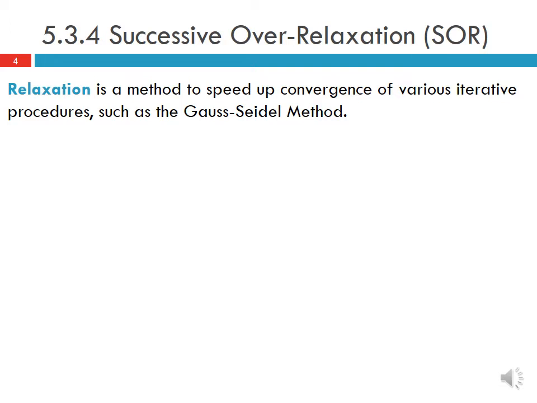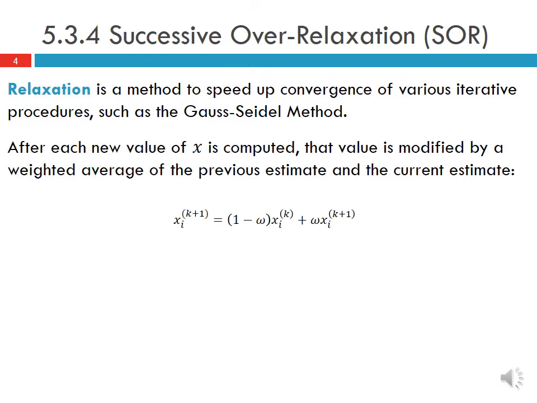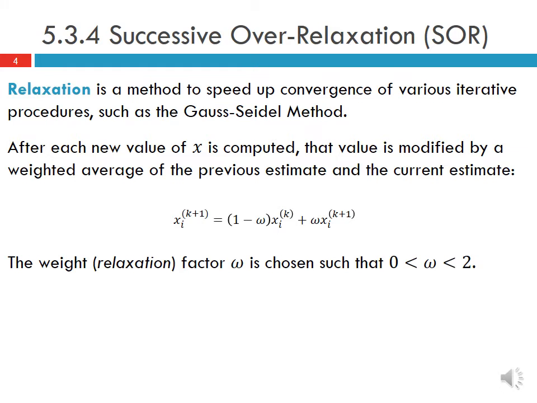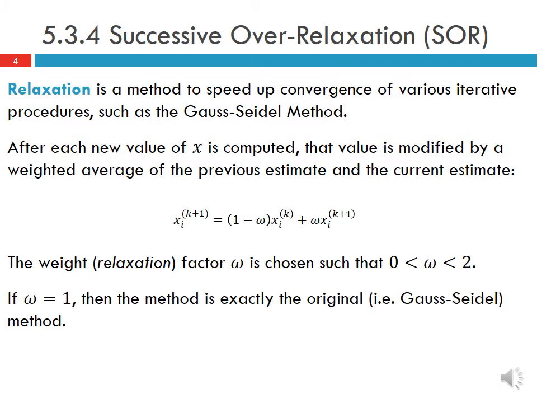Relaxation is a method that can be used to speed up convergence of various iterative procedures, such as the Gauss-Seidel method. After each new value of x is computed, that value is modified by a weighted average of the previous estimate and the current estimate, as shown by the expression here. The weight, or relaxation factor, omega, is chosen such that it is between 0 and 2. If omega is equal to 1, then the method is exactly the original method, for example, the Gauss-Seidel method.